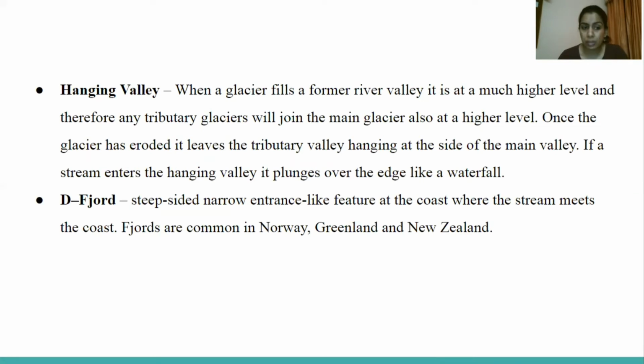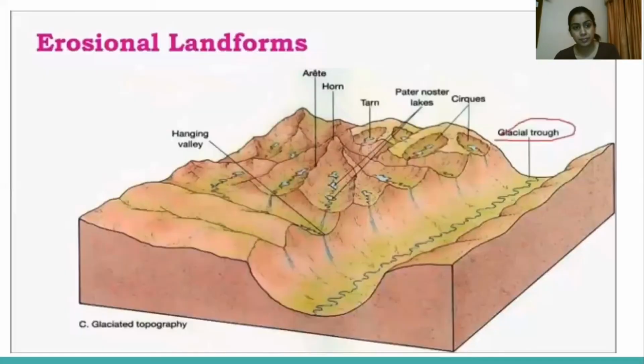The next is deep jaw. That is steep-sided, narrow entrance-like feature at the coast where the stream meets the coast. It's very common in Norway, Greenland, and New Zealand. So these are the erosional landforms. If you can see in the picture, the hanging valley, Ariti, Horn, Tarn, Cirques, Glacial Trough, and Paternoster Lakes.